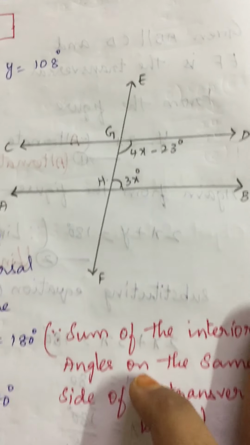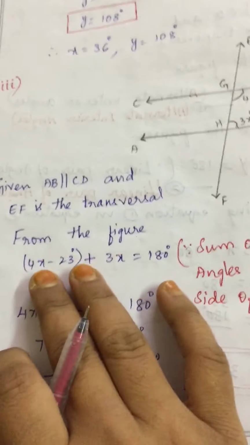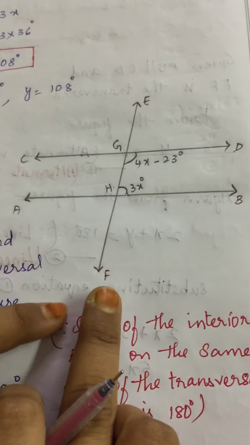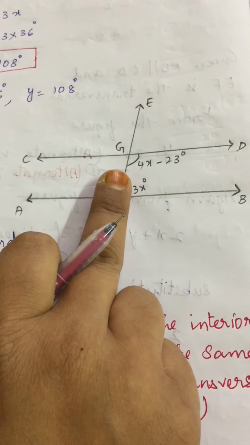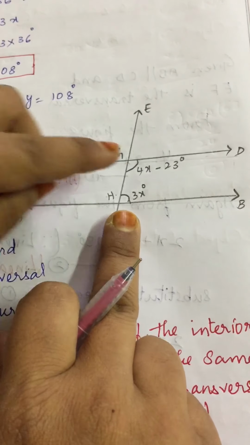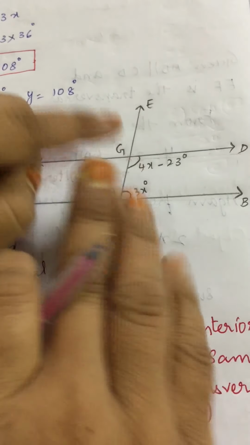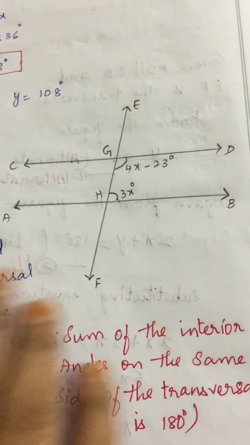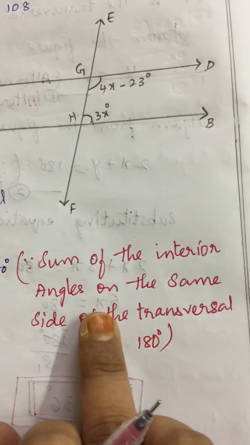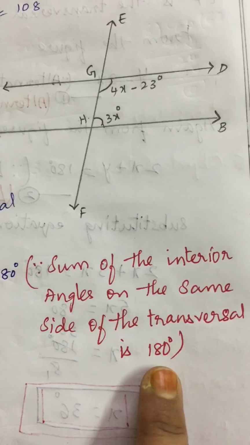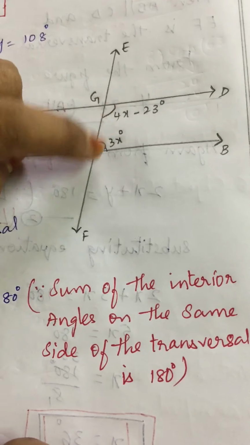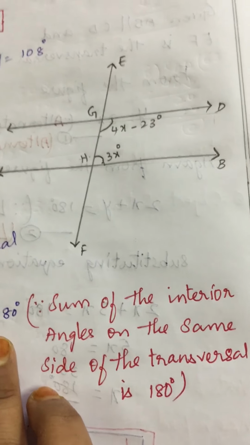Am I clear, children? Now one more problem we will solve based on that only. Bit number 3. Again he has given AB is parallel to CD and EF is the transversal, and here he has given some angles, 4X minus 23 degrees and 3X. What is the connection between these two angles? They are on the same side of the transversal. As we know, when two lines are parallel, the sum of the interior angles on the same side of the transversal is equal to 180 degrees. That means if you add these two angles, the answer will be 180 degrees.